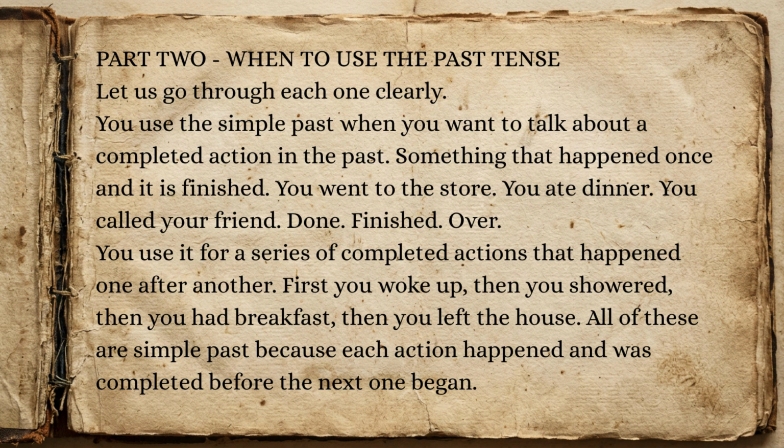Part 2. When to use the past tense. Let us go through each one clearly. You use the simple past when you want to talk about a completed action in the past. Something that happened once and it is finished. You went to the store. You ate dinner. You called your friend. Done. Finished. Over. You use it for a series of completed actions that happen one after another. First you woke up, then you showered, then you had breakfast, then you left the house. All of these are simple past because each action happened and was completed before the next one began.